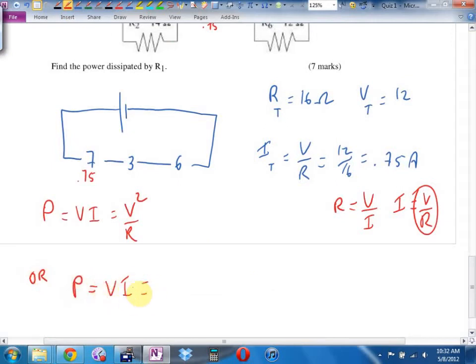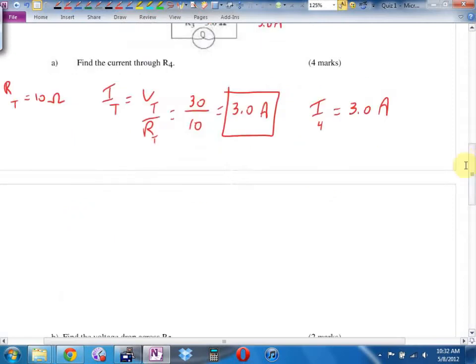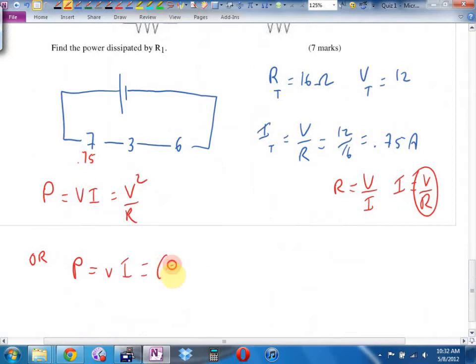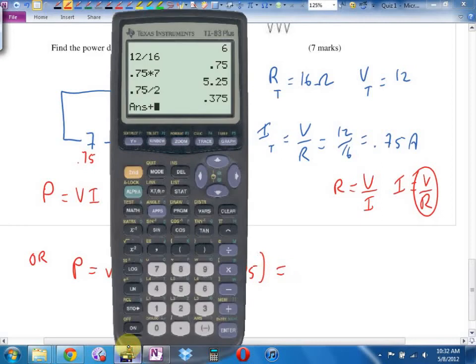What was the voltage in there? 5.25. What's the current? 0.375. So 0.375 times 5.25. Do you get 1.97 watts? Yep.